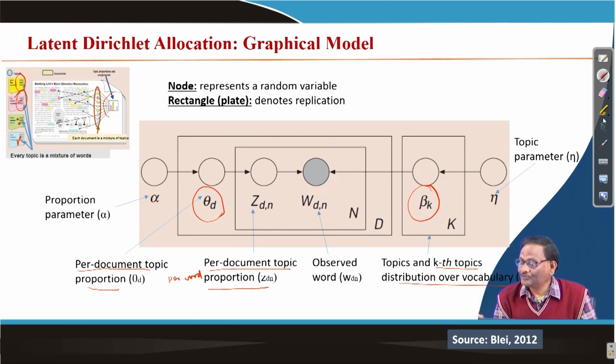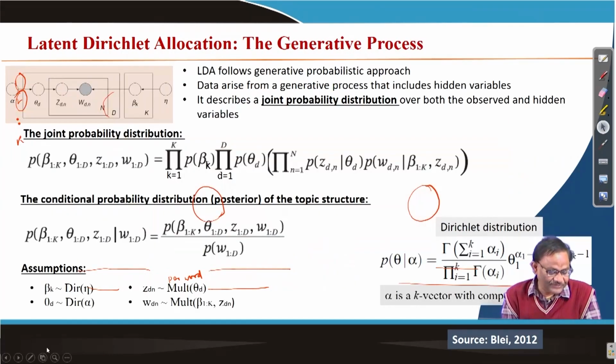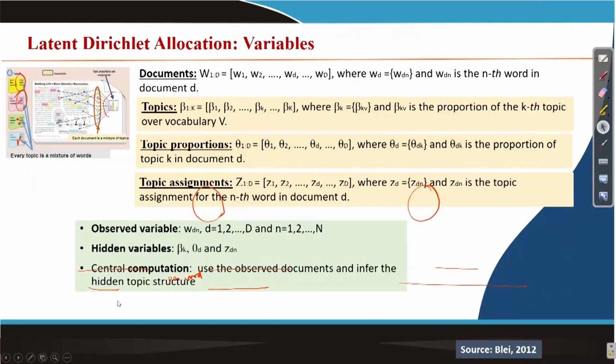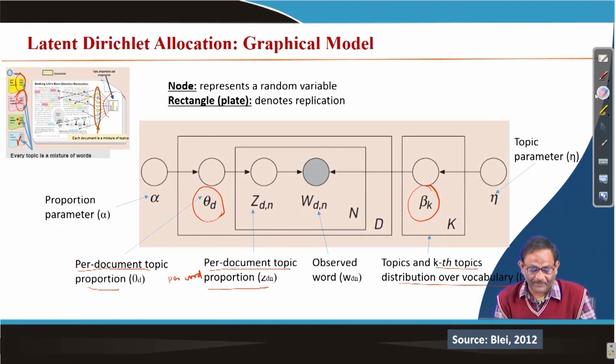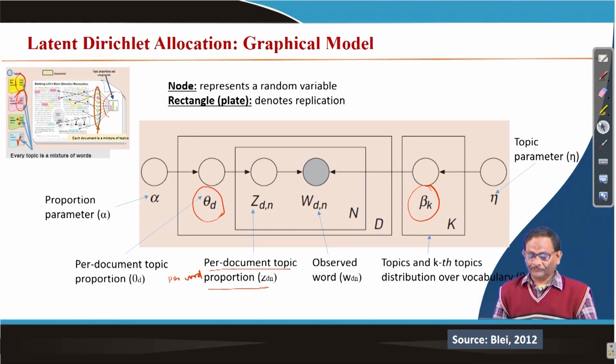Just go back to see further what we are talking about. Z D N is the topic assignment for the nth word in document D. So that means per document per word topic assignment, that is what I told you. Now there are a few more. One is W D N, that is the observed word, so don't worry. Then there are a few more.